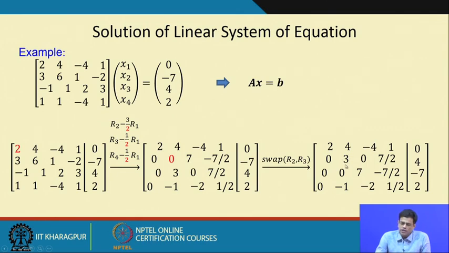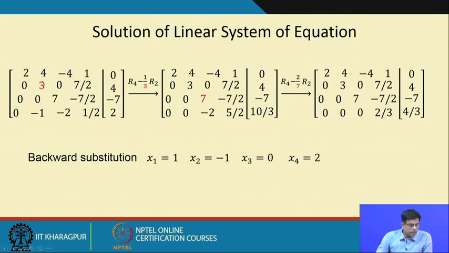So here we obtain this 3. Our new pivot will be 3. Now, with this 3 we again do the row operation. If you look carefully, by the row exchange, x2 is already removed from equation 3. So we have to remove x2 from equation 4, that is the 4th row. So again we subtract 1/3 times R2 from R4, then we obtain this matrix.